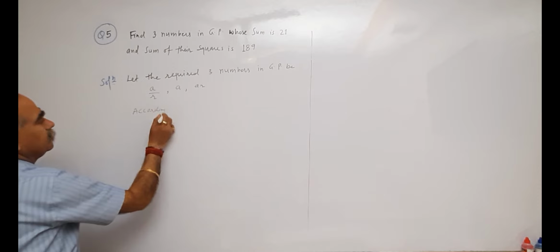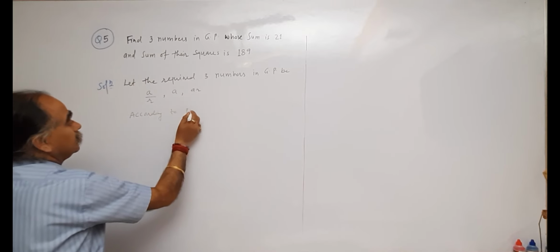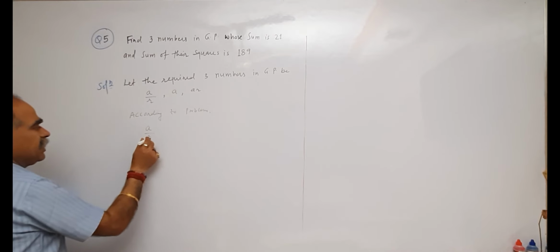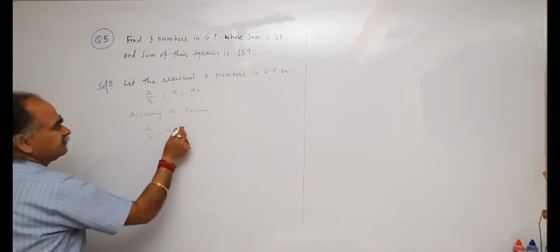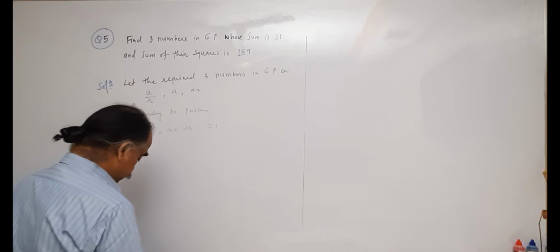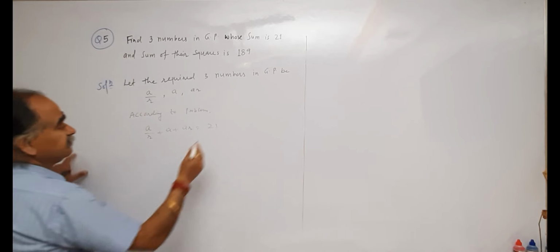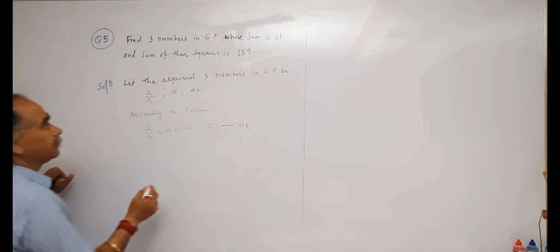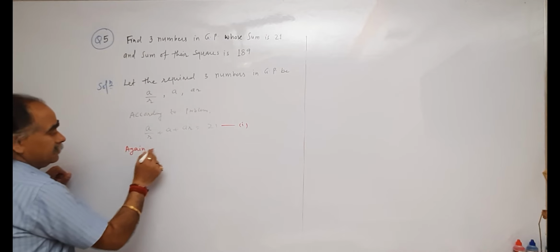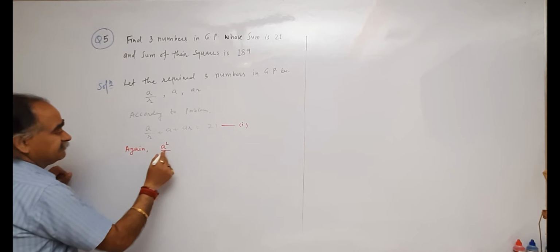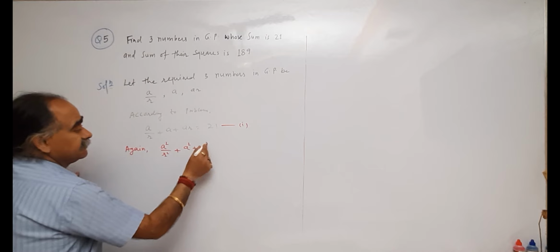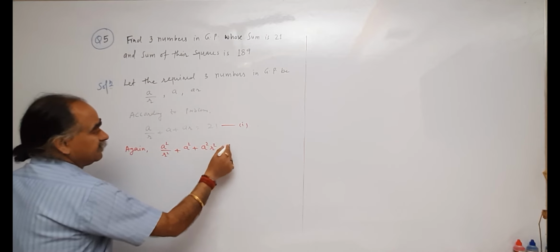According to the problem, a upon r plus a plus ar is 21. We will write this as equation number 1. Again, a square upon r square plus a square plus a square r square is 189.